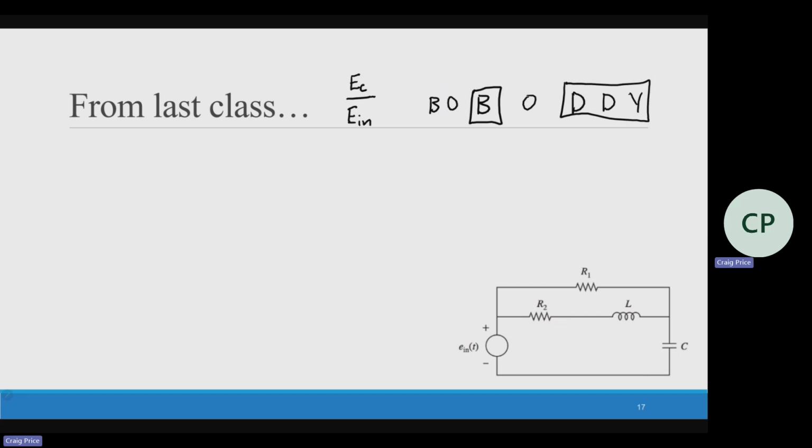And these are on the equation sheet. So inductor impedance is LS. Resistor is just R. Capacitor is 1 over CS.